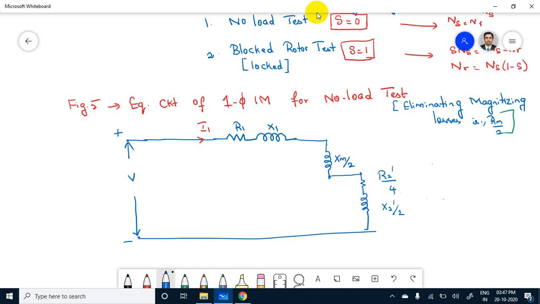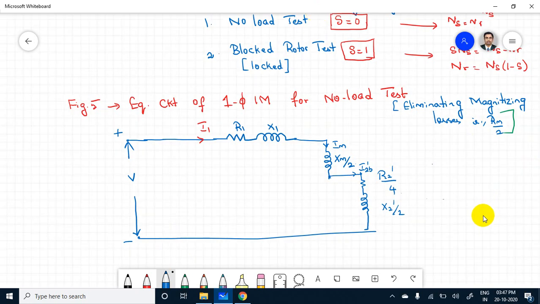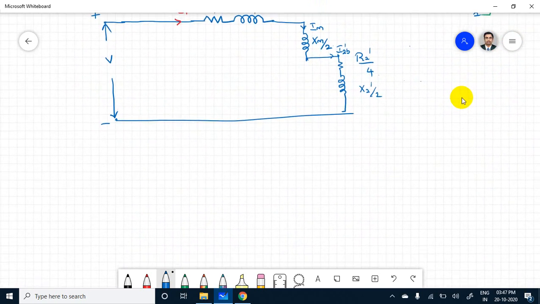Do you understand? Okay. And this is the equivalent circuit. The current flowing here is Im, and here it is flowing I2 dash B. So this is the equivalent circuit of single phase induction motor for no load test.